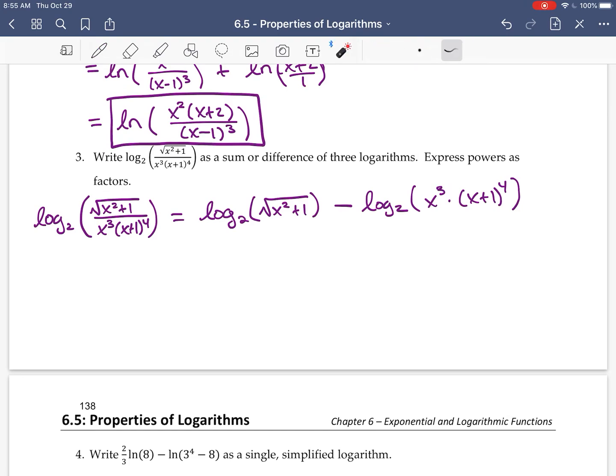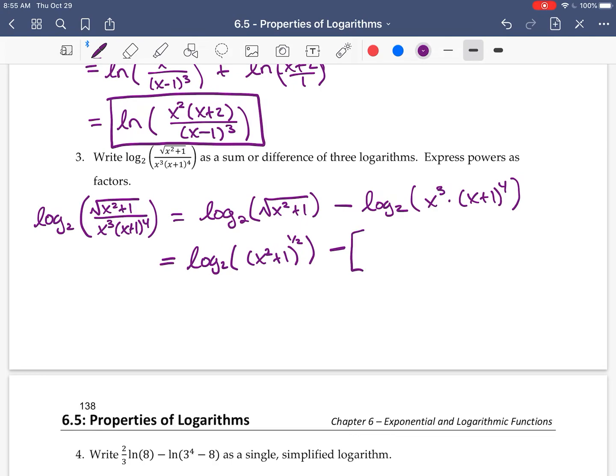Okay, now in the second log over here, I see that I have multiplication. So I can also break that up. And I'm also going to just rewrite this inside here using the exponent. So a square root is like a power 1/2. So this first part is going to be x squared plus 1 to the power 1/2.